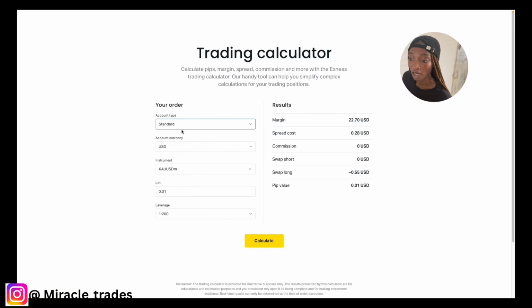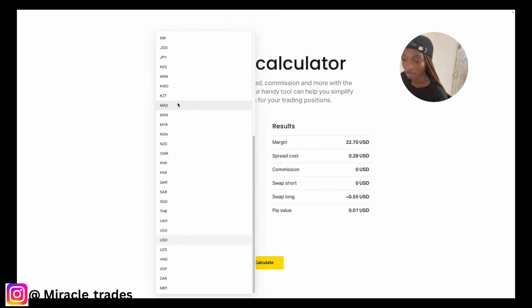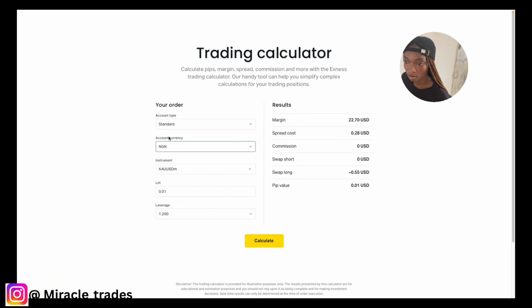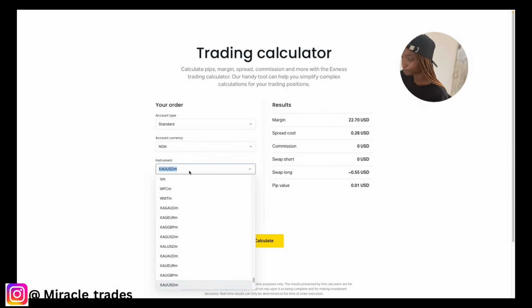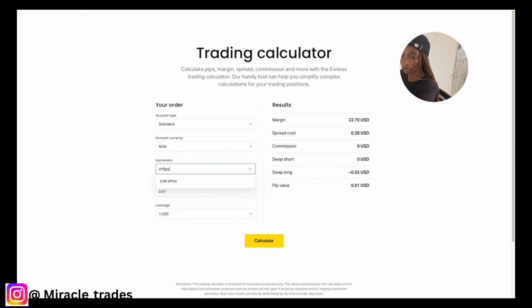So now if you put the account type that you have, the next thing you're going to look for is the currency that your account is on, and then you type in the pair that you want to check. So for me, I'm checking CHF JPY, and the lot size is 0.01, and the leverage is 1:100. So now what I'll do is I'll calculate.